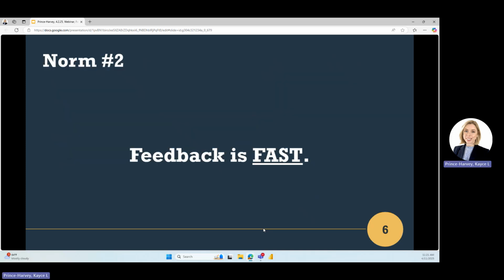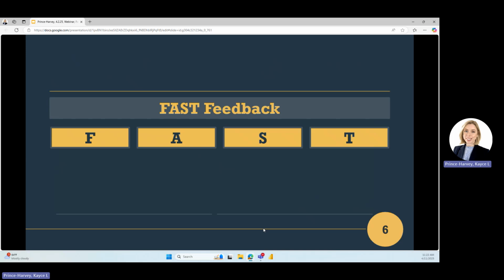Our second norm is that feedback is fast, and you may have heard this term before. It is one that we have referenced in the past. We like to think of effective feedback as being FAST, F meaning that it is frequent. In other words, is feedback based on needs, and is this an ongoing practice? Is this something that is consistent across the class?